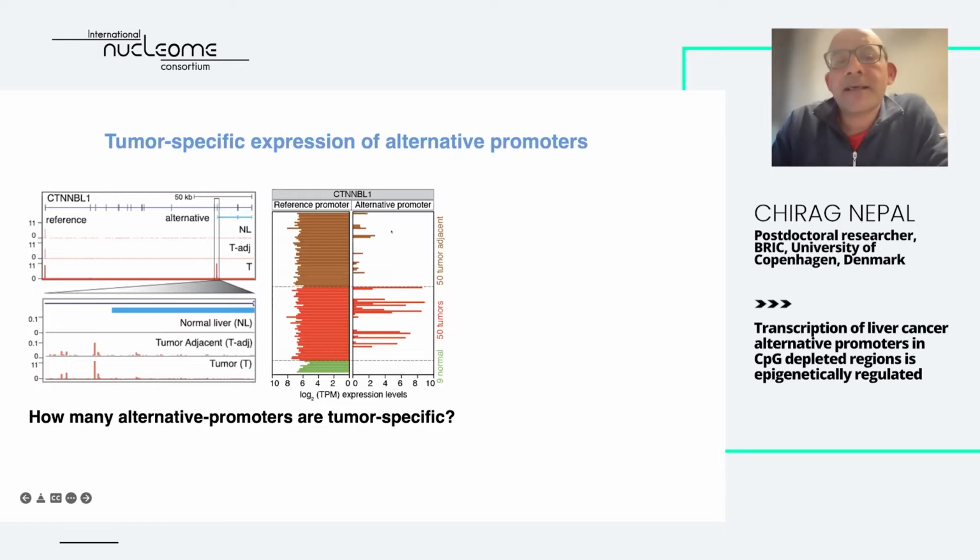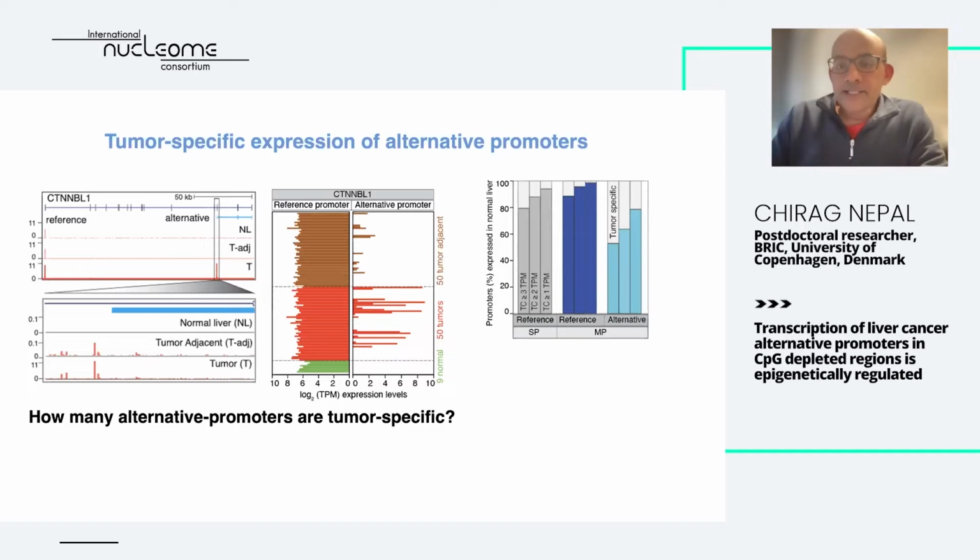So this raises a question: how many alternative promoters are tumor specific? Out of the 4,000 alternative promoters, how many of them are expressed only in a tumor specific manner? And to do that, we compared whether these alternative promoters were expressed in the normal liver or not in these 9 samples. Here you have single promoter genes, and here you have multi-promoter genes. And these are the expression, the transcript clusters at 3 TPM, which is the expression threshold used throughout the paper. And we find that at that level, 50% of the alternative promoters are expressed in a tumor-specific manner. They are not expressed in normal liver.